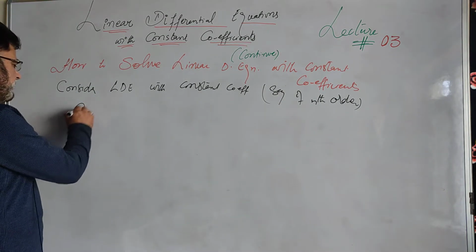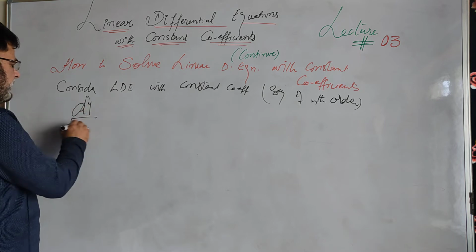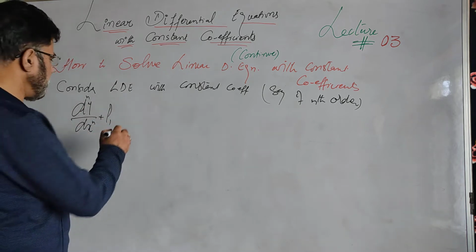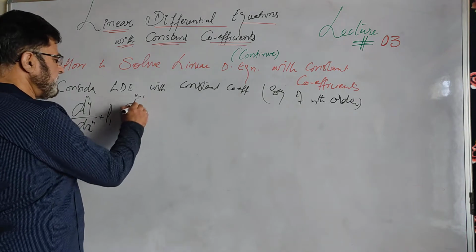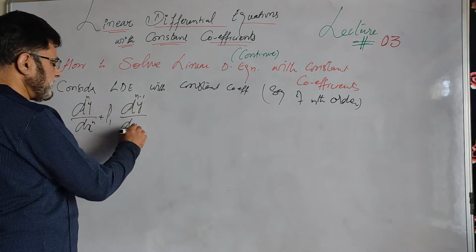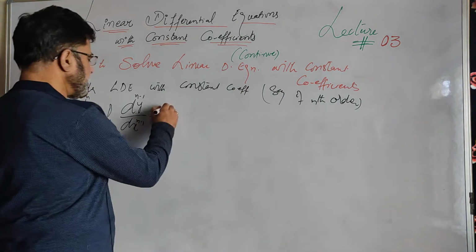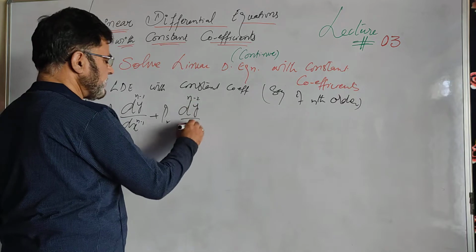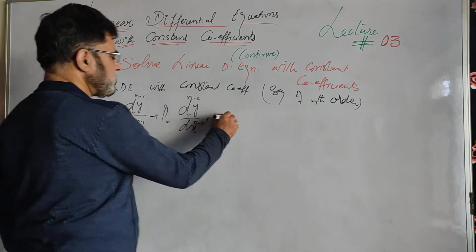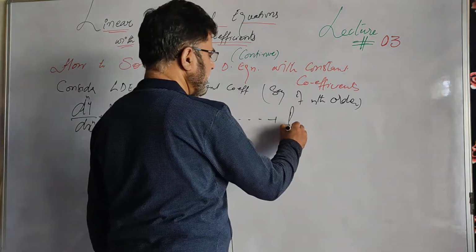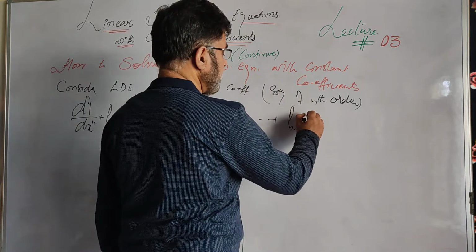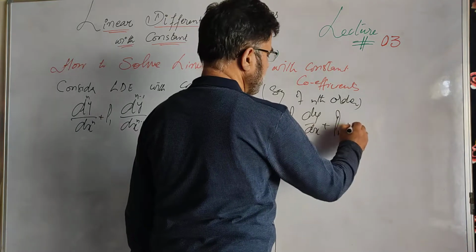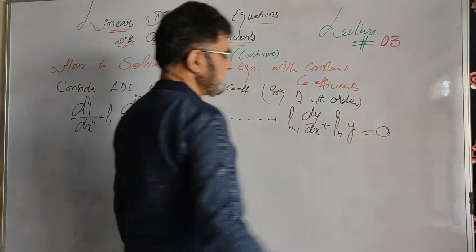As usual, I will take d^n y by dx^n, then some constant p1 times d^(n-1) y by dx^(n-1), then plus p2 times the (n-2)th derivative of y with respect to x, and so on, up to p_(n-1) times dy by dx, plus p_n y, and the right side is 0.